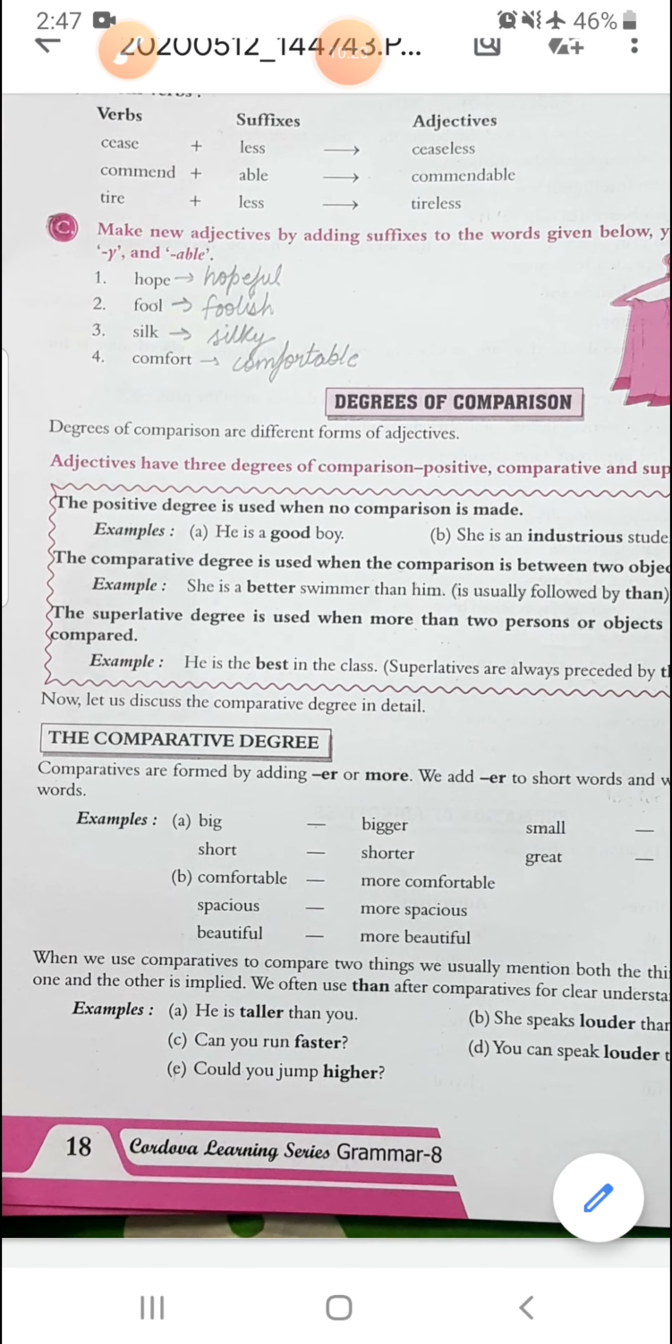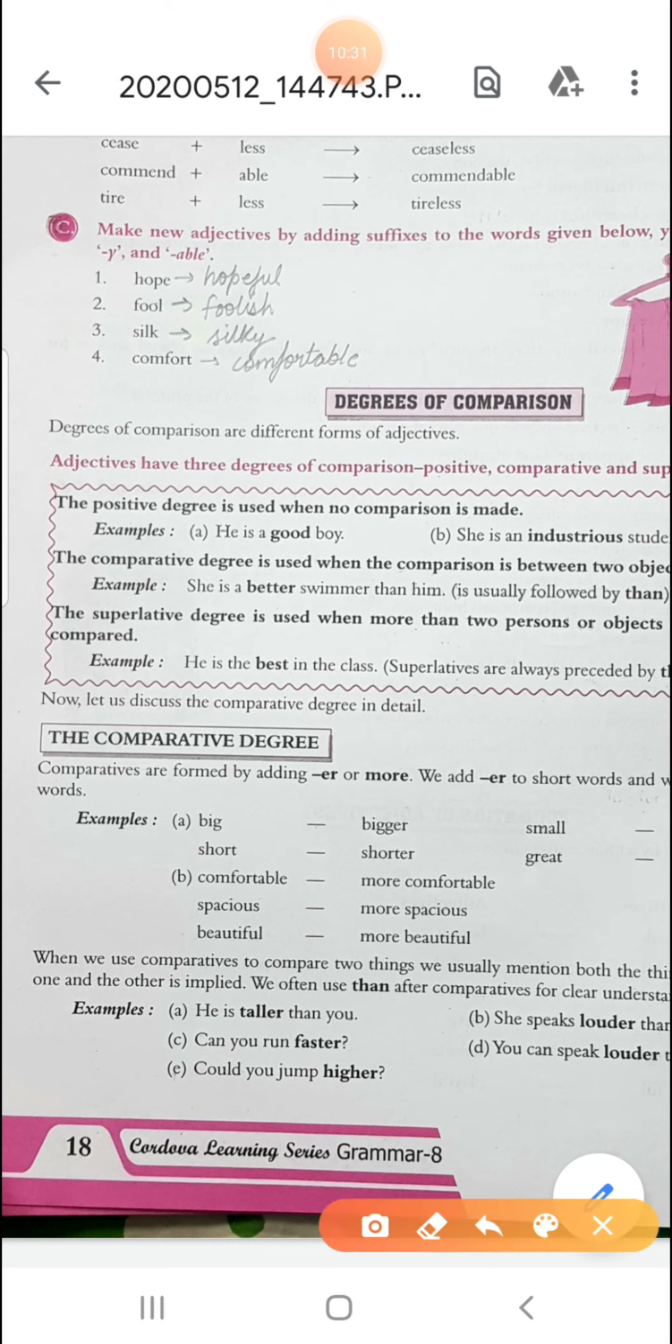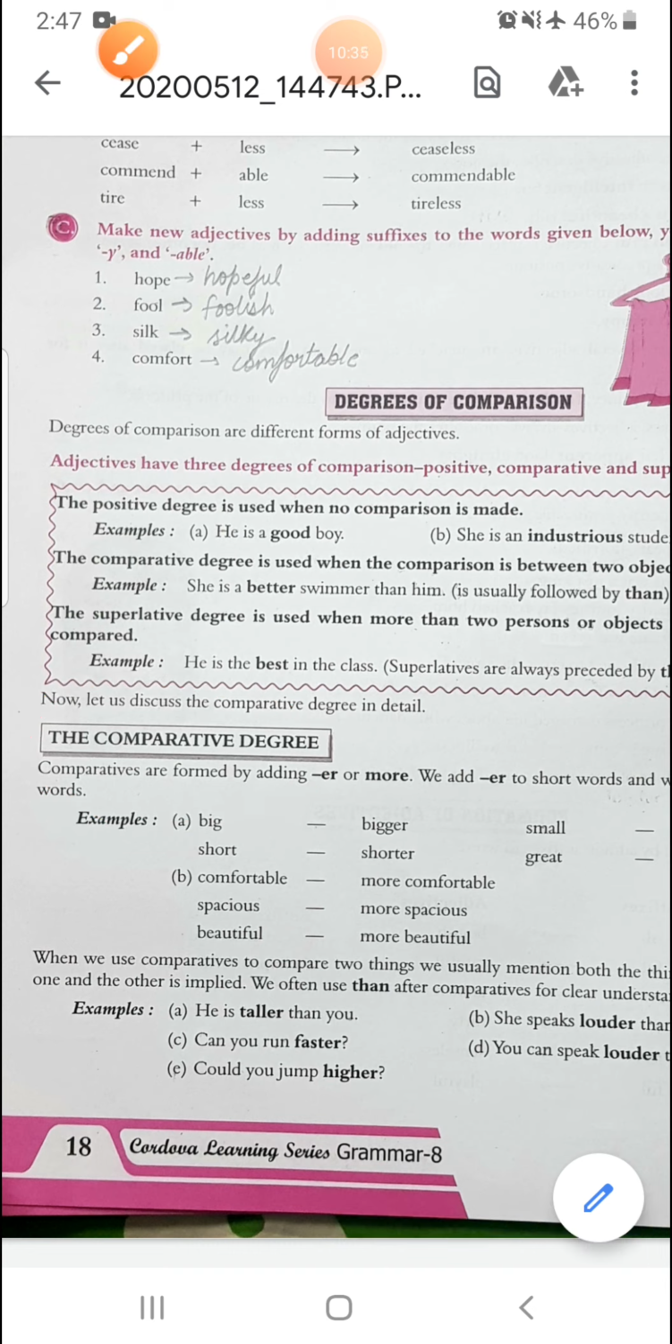Now let us discuss the comparative degree in details. Now we will study these degrees in details. The first one is comparative degree. Why we are not studying positive degree? Because in this positive degree we are doing no comparison, so it is written in normal form. So the second one is comparative, so we will study from comparative degree.